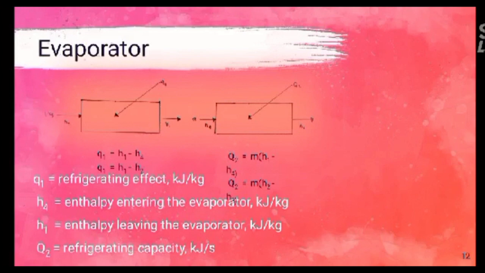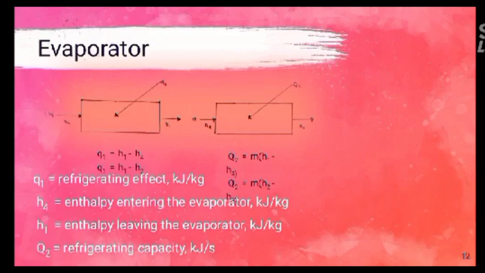In short, as the liquid refrigerant discharges from the expansion valve, the refrigerant will enter the evaporator as liquid, and discharge from the evaporator going to the compressor as saturated vapor. This happens through the heat addition process. So here, in the evaporator, we can calculate the refrigerating effect and the refrigerating capacity.